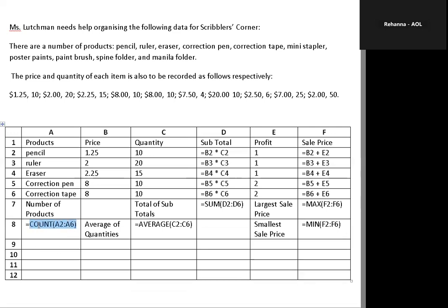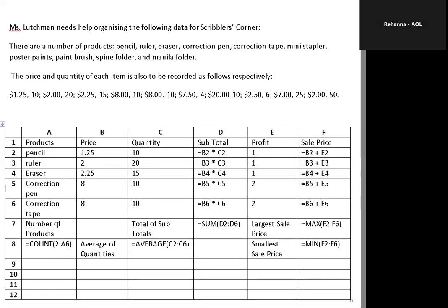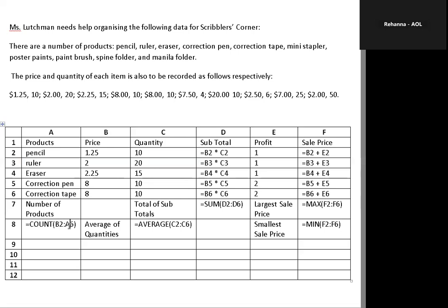While the function looks correct, there is an error because functions work with numeric values and A2 to A6 are not numbers. So we cannot use this range. We need to use another range that uses numbers that is equivalent to the number of products. So I'm going to use prices here. So that's B2 colon B6. Right. And that's an example of using or writing functions.